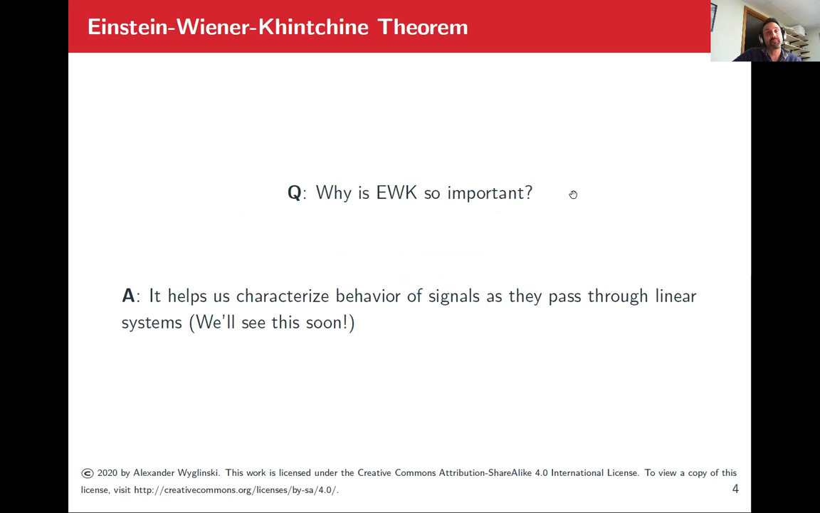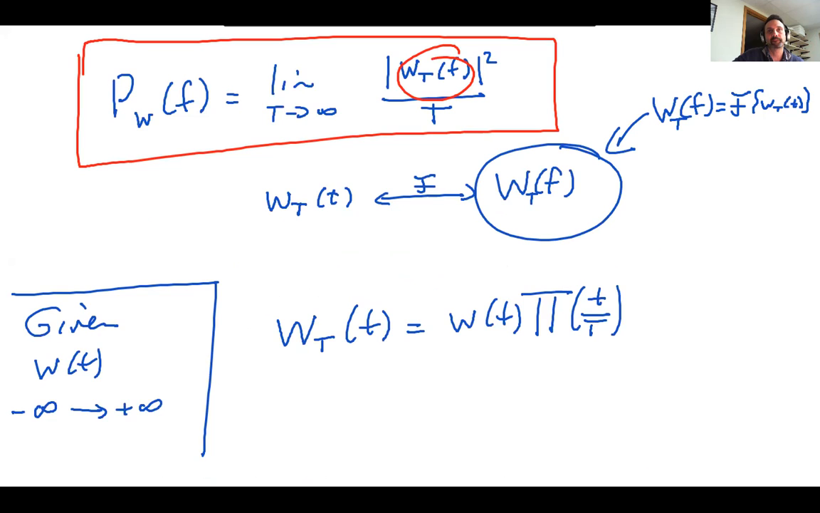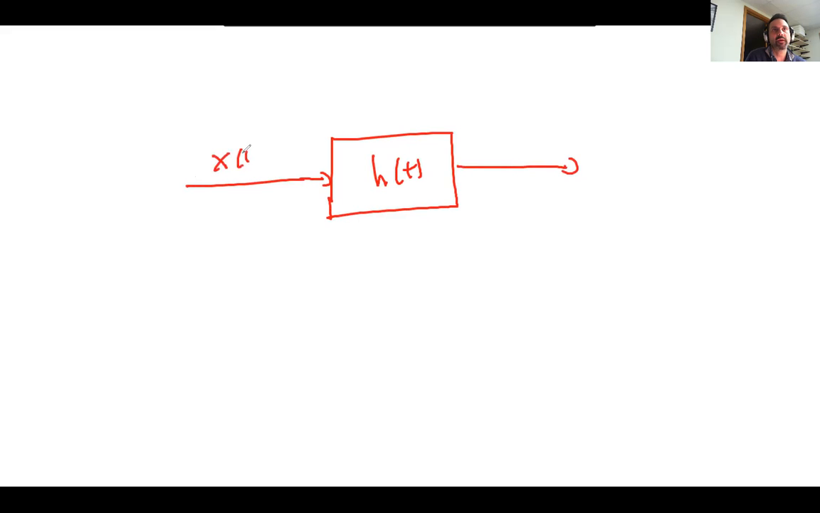And why is EWK so important? Because it's what we're going to talk about next. First of all, if you don't remember what linear time invariant systems are, okay? Let's say we have a system, h of t, with input x of t and output y of t, or any sort of operator. So let's just say some function that's applied to an input. I could call it h of t, and h of t convolves with x of t to produce y of t.